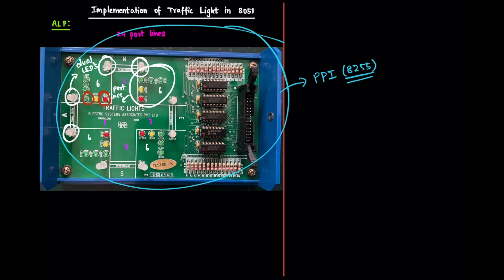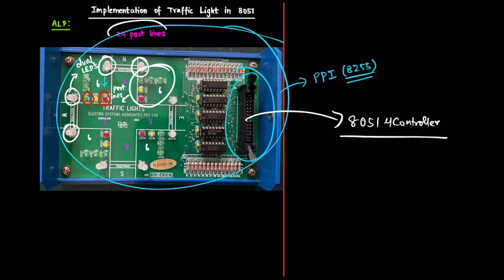So the data is going to determine whether the red LED is glowing or the green LED is glowing or the yellow LED is glowing. So programming this PPI is really important, and this is called the interface. We will connect this interface to 8051 microcontroller.